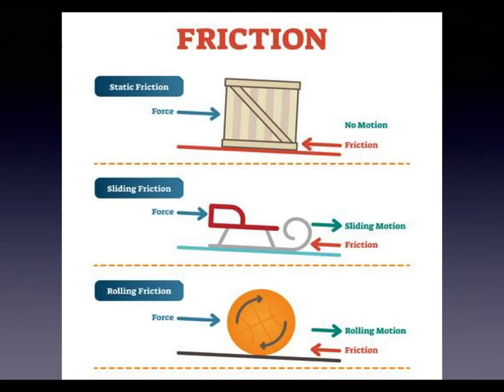Sliding friction. This is when you produce a force and it is sliding down the ramp, and friction is not able to resist all of the motion, so it is able to slide. Rolling friction, we have a force that is applied to a ball or a wheel, and friction is trying to resist that rolling motion. However, the ball can overcome the friction and continue to roll.